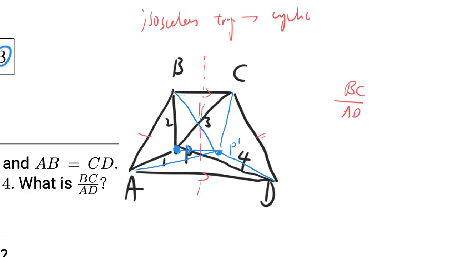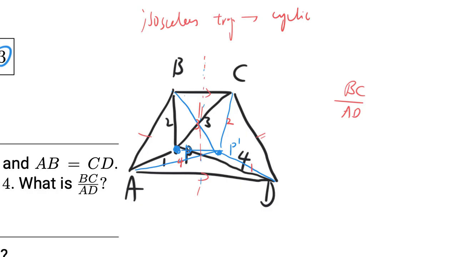Then BP is equal to CP prime. So this would be 2. BP prime is 3. AP prime is 4. P prime D is 1. So this has inherited all the properties about P.